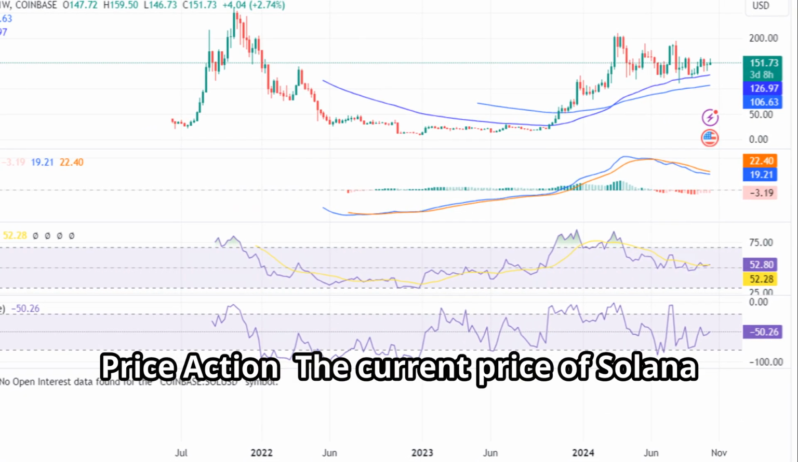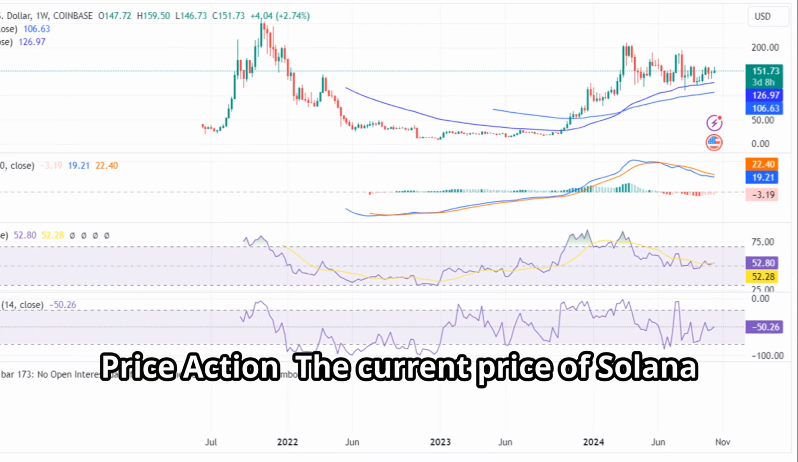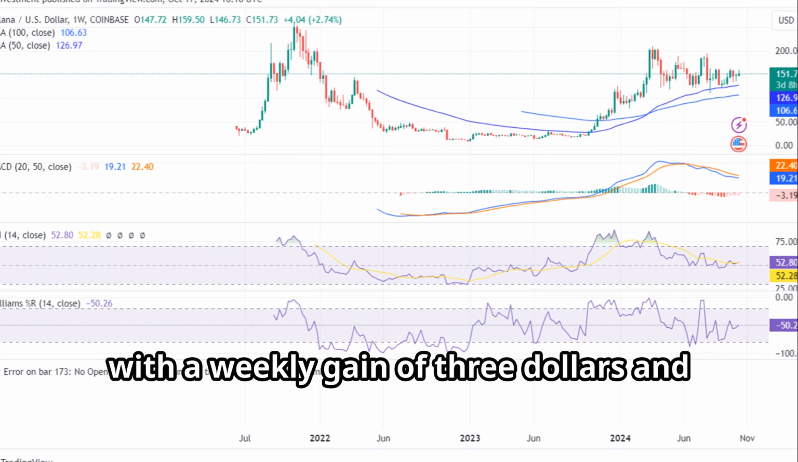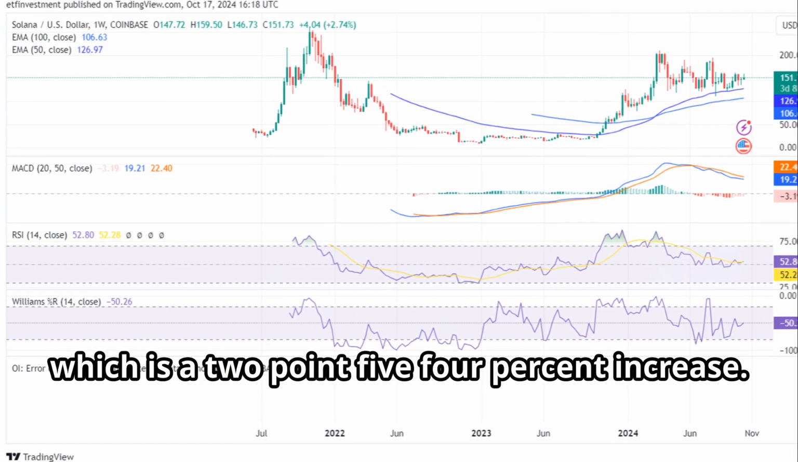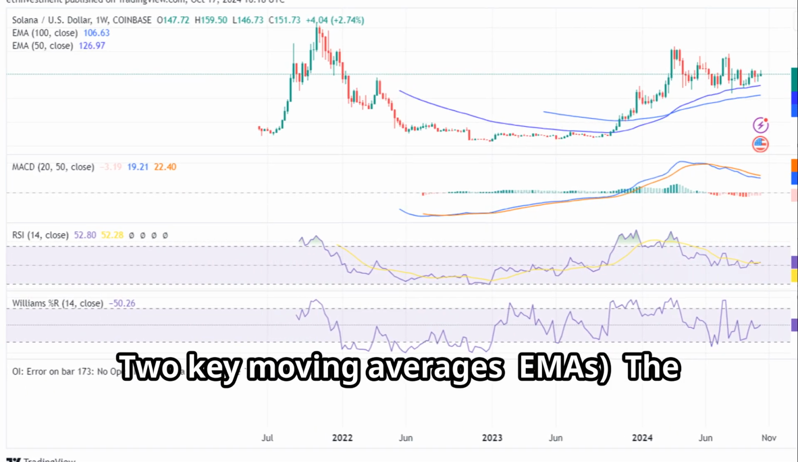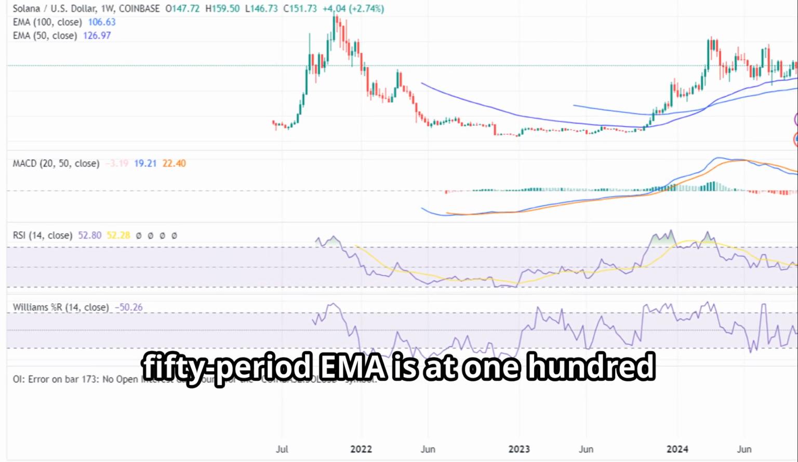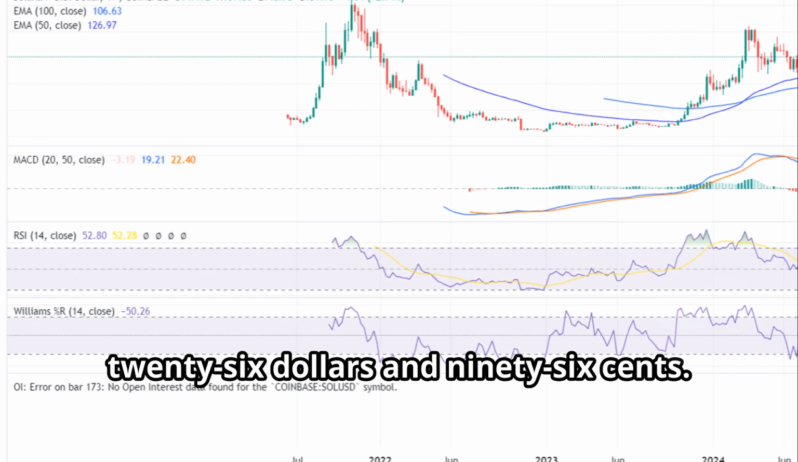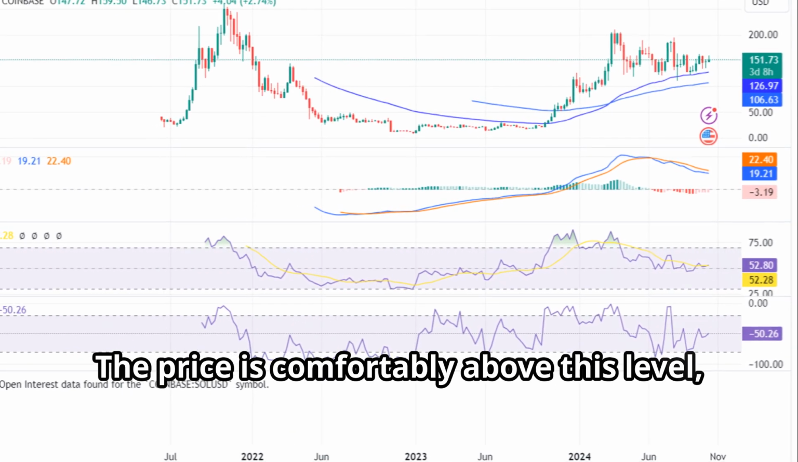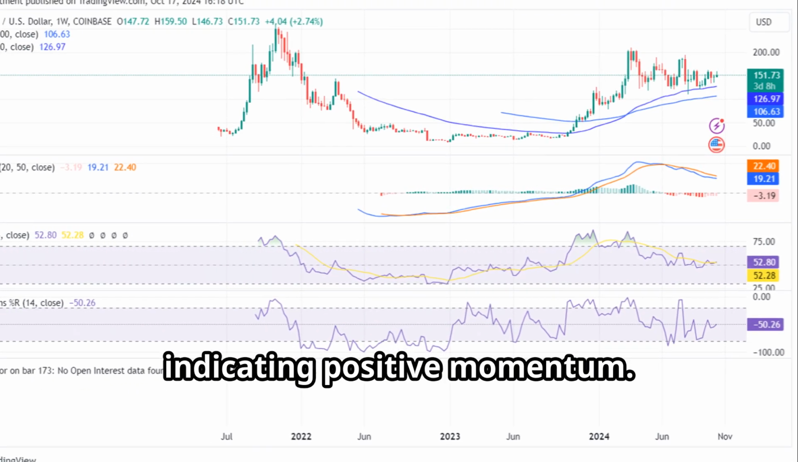1. Price action. The current price of Solana is $151.44, with a weekly gain of $3.75, which is a 2.54% increase. 2 key moving averages, EMAs. The 50-period EMA is at $126.96. This moving average is acting as support. The price is comfortably above this level, indicating positive momentum.